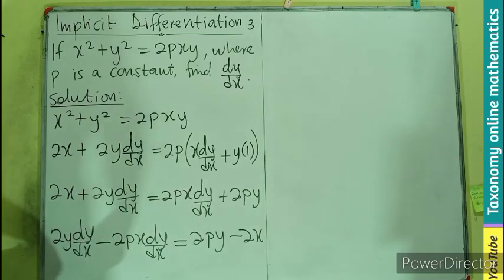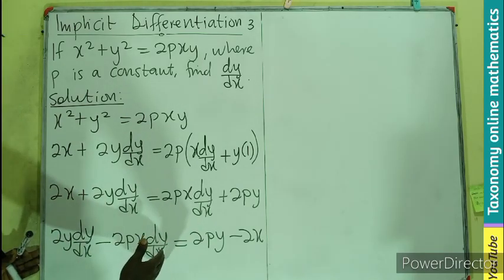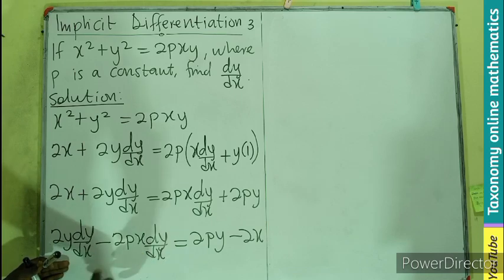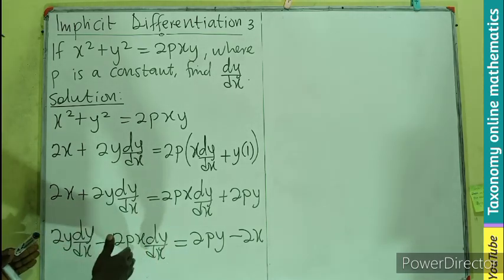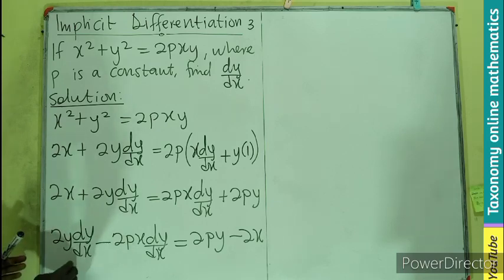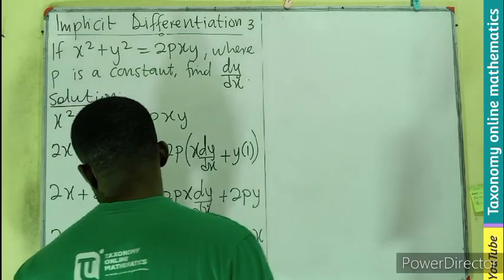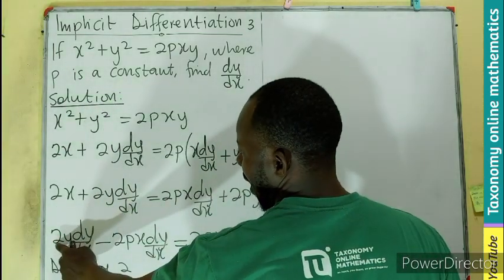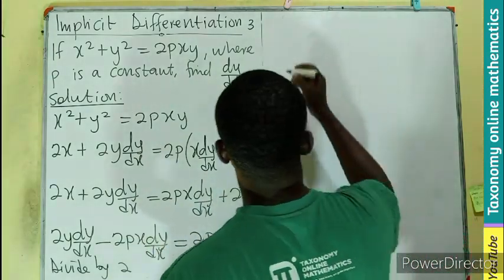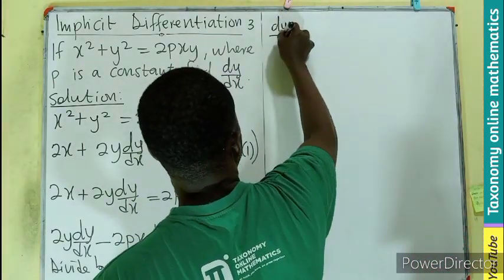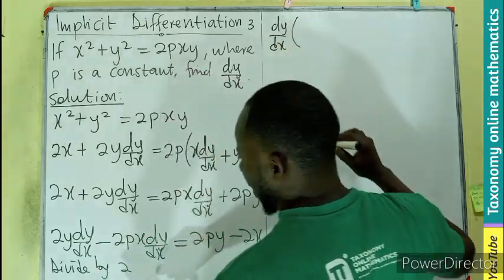So here we have to factorize the dy/dx out. Okay, since I cannot put it here, let me just divide by 2. So if you divide both sides by 2, the 2 is gone everywhere. So I can now factorize my dy/dx into a bracket.